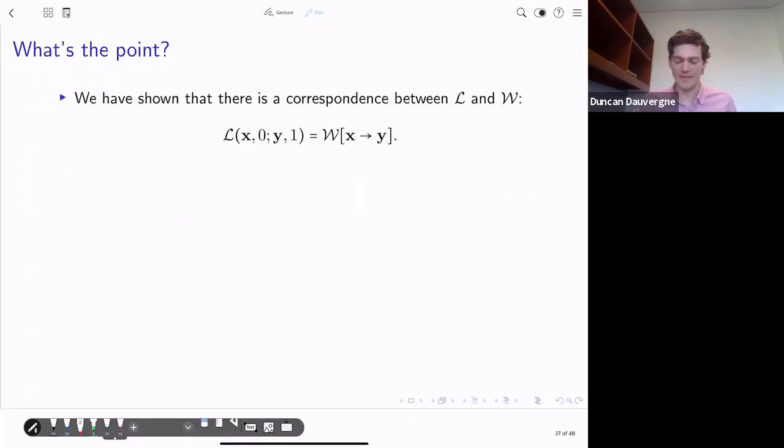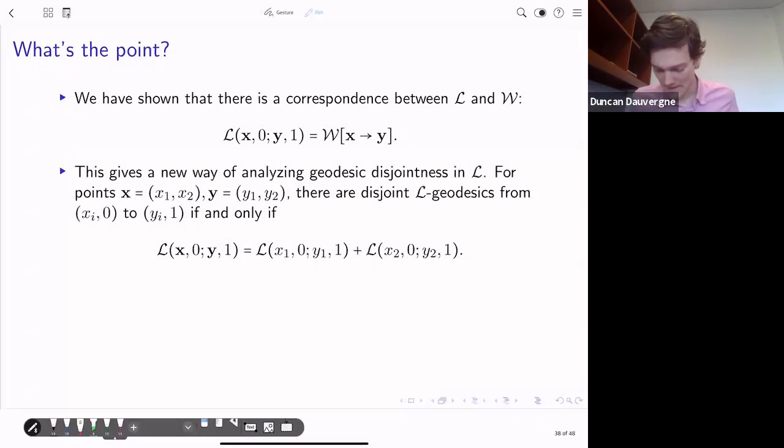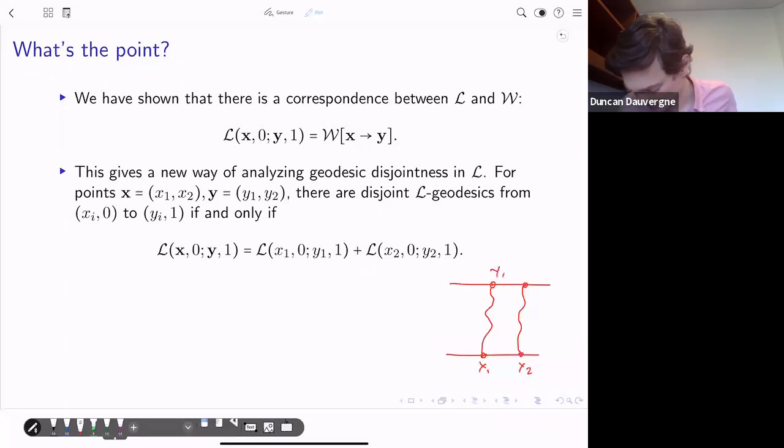So here's our extended version, which just says that L going from X, 0 to Y, 1 is the same as this, W from X to Y. And now I claim this gives you a way of analyzing geodesic disjointness, for example. So consider the following. Take points X1, X2 and Y1, Y2. I'm just going to do this with pairs; you could do this with k-tuples. So what would it mean if there are disjoint geodesics in L between these points? This is the picture. This is the exact same thing as if the multi-point landscape value was just the sum of the single point values.